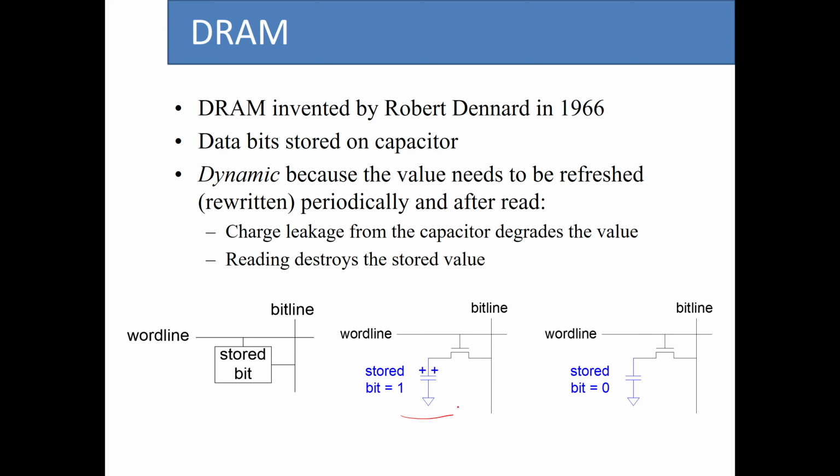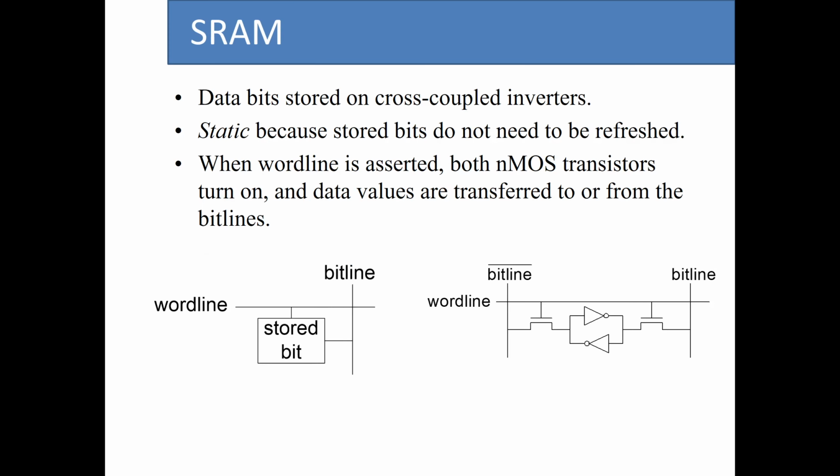Anytime you read it, you actually destroy it. So you have to rewrite it again. So that's why it's called a dynamic memory. On the other hand, for SRAMs, data bits are stored on cross-coupled inverters. So the generic design looks something like this.